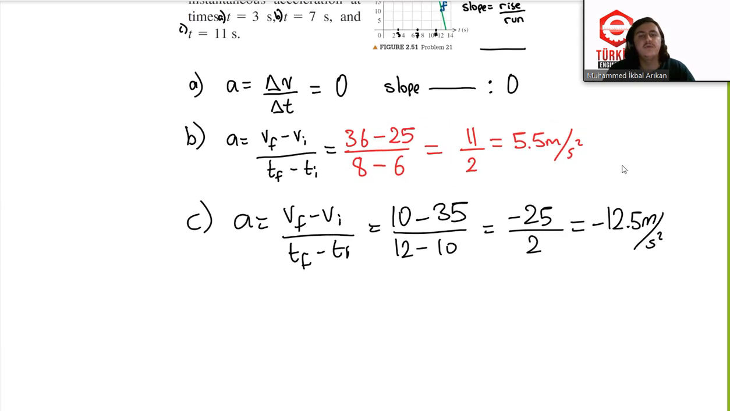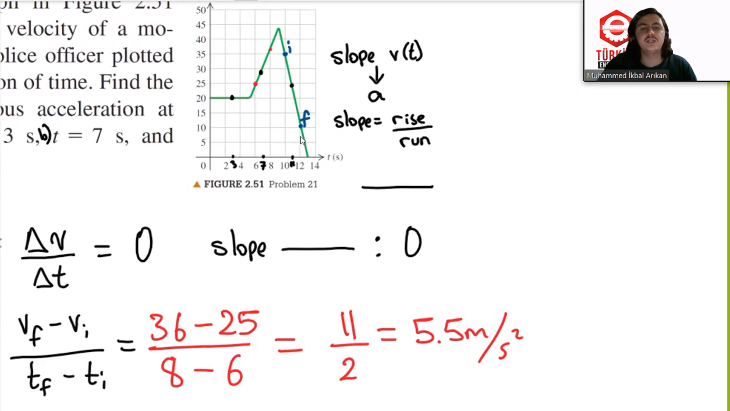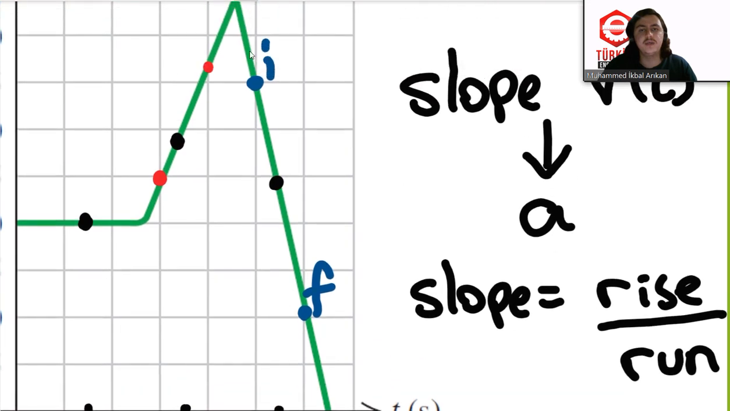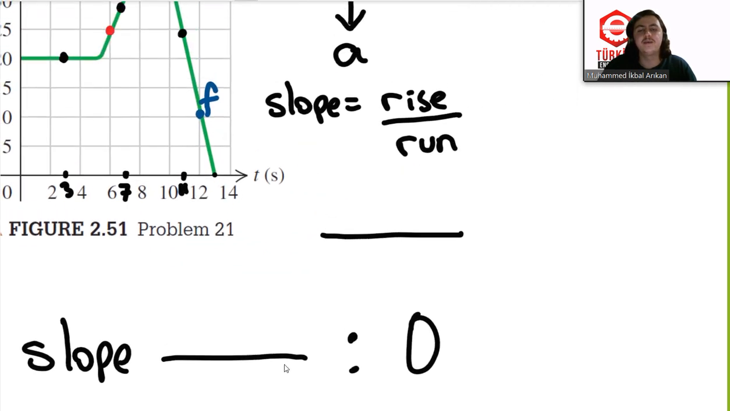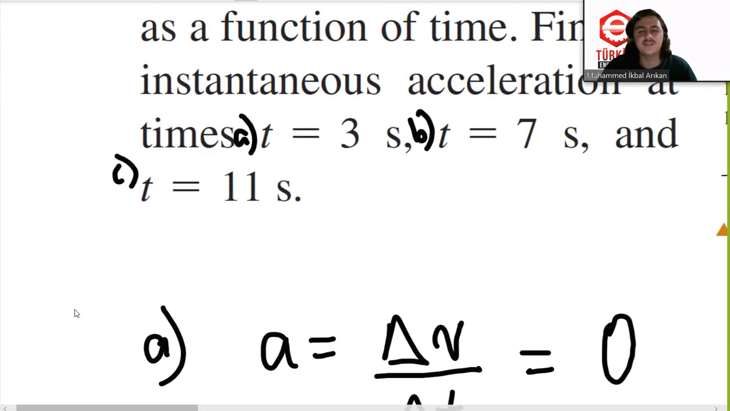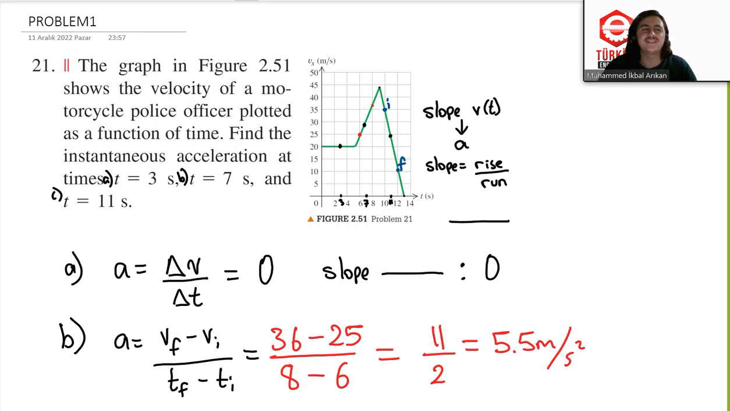And this is our last part, the acceleration of the police officer when time equals 11 seconds. Actually, this acceleration will be constant between this point and this point. Okay, so we finished this question. Let's move to the next question.